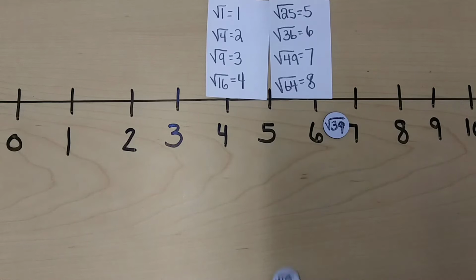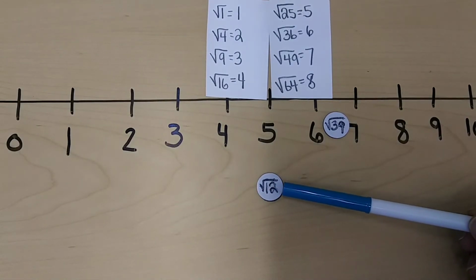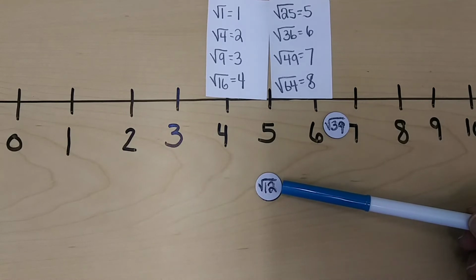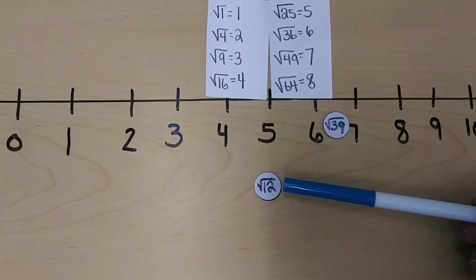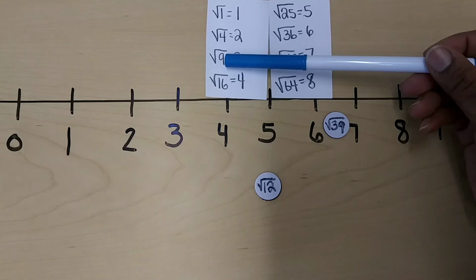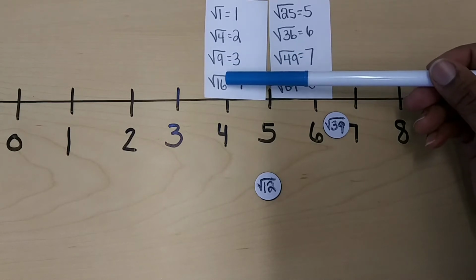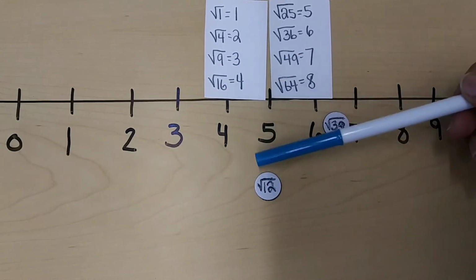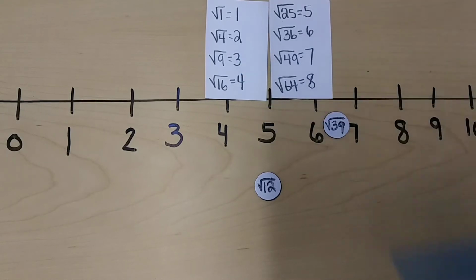Looking at the square root of 12. The square root of 12 falls between which two consecutive whole numbers? Since it's between the square root of 9 and the square root of 16, I will place the square root of 12 between the whole numbers 3 and 4.